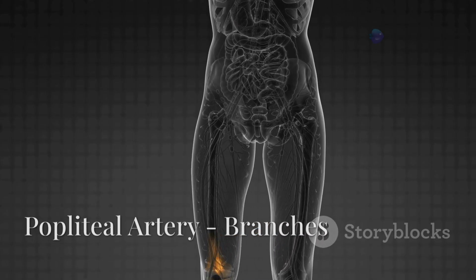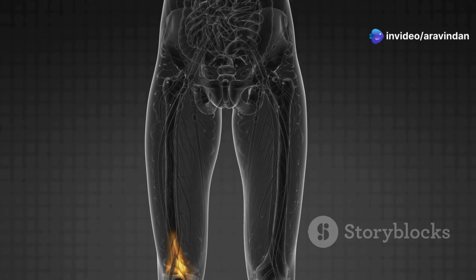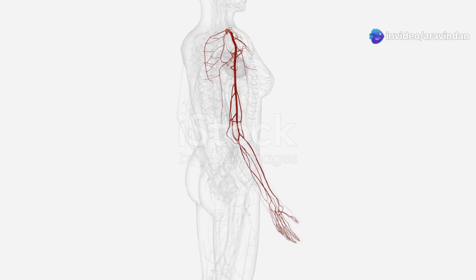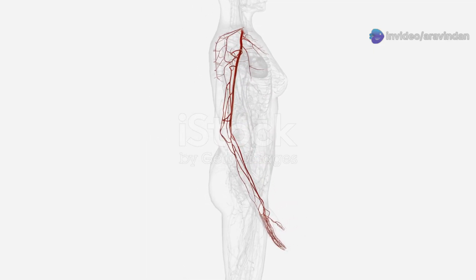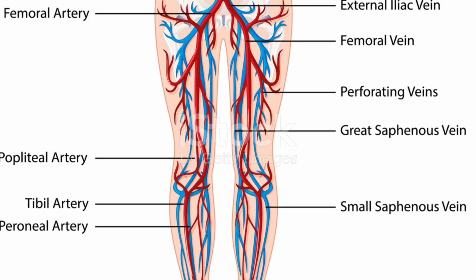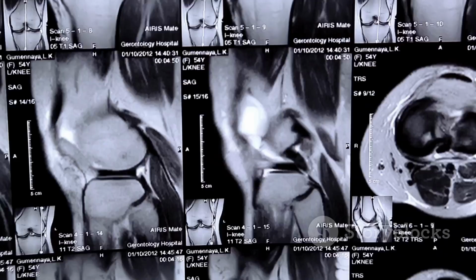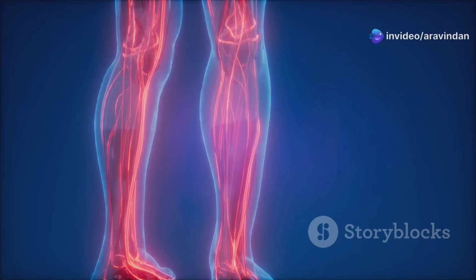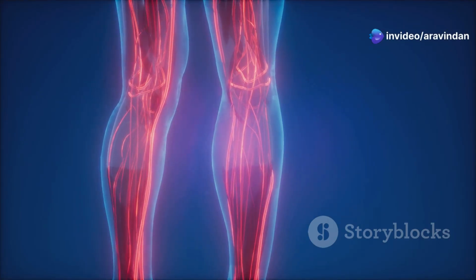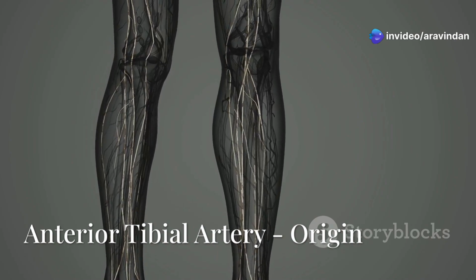Branches. 1. Genicular branches, 5 total. Supply the knee joint and form the genicular anastomosis. Superior lateral genicular, superior medial genicular, middle genicular, supplies cruciate ligaments, inferior lateral genicular, inferior medial genicular. 2. Muscular branches to hamstrings, gastrocnemius, soleus, plantaris.